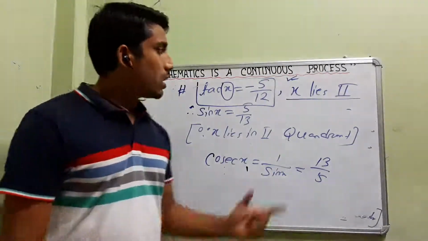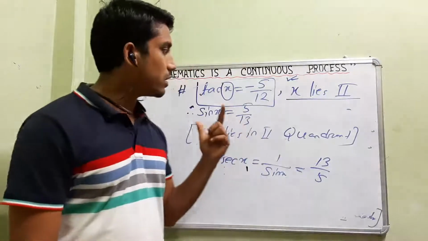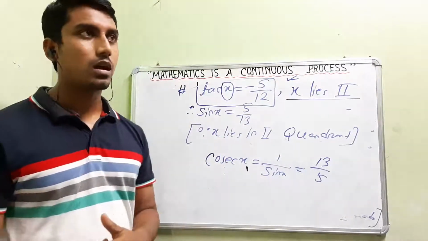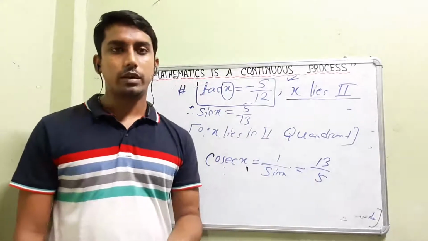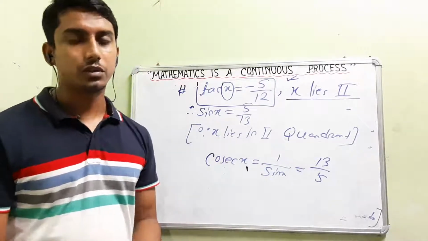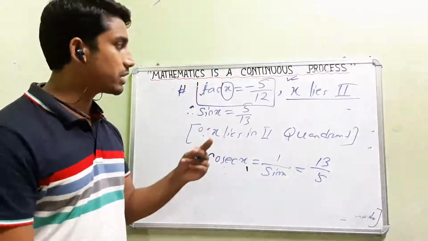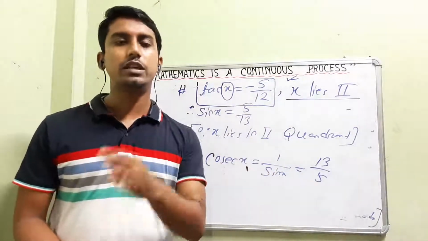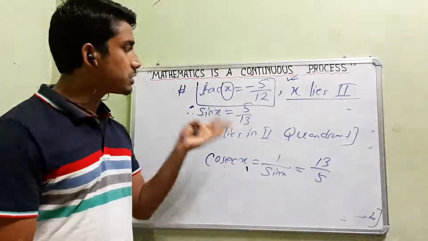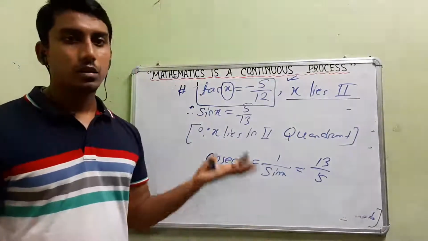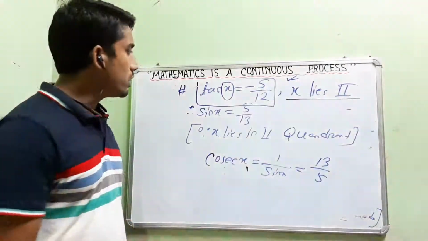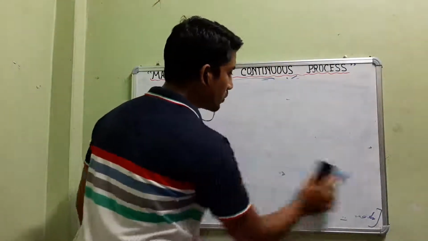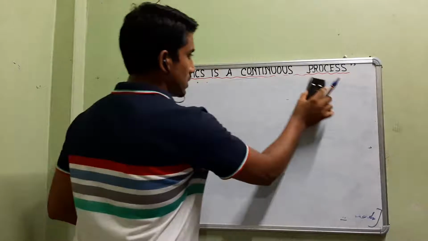Now I'll introduce the topic compound angles. That is the second topic of trigonometric functions. After measurement of angles, which was just converting radian to degree and degree to radian, we started and finished today the topic quadrant. Now let me introduce the topic compound angles.